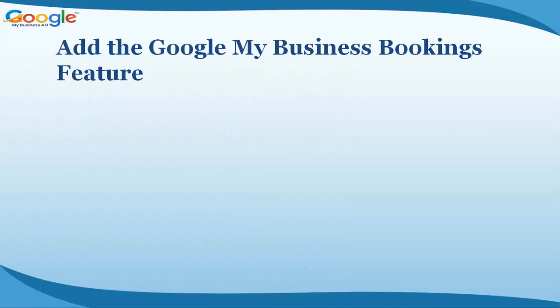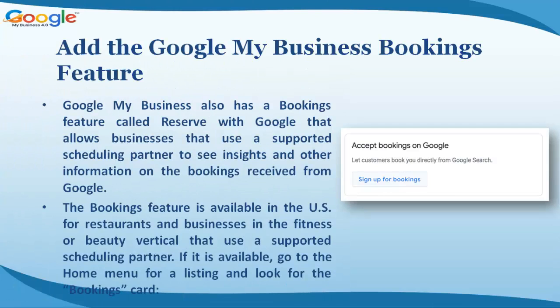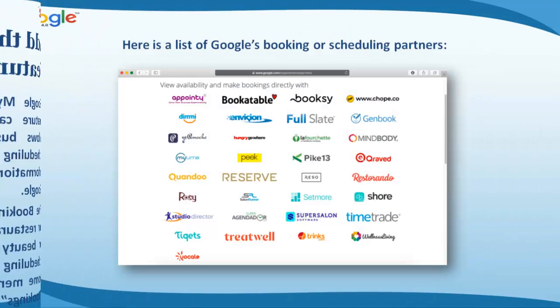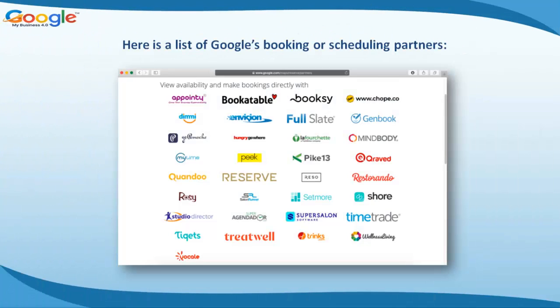Add the Google My Business Bookings feature. Google My Business also has a bookings feature called Reserve with Google that allows businesses that use a supported scheduling partner to see insights and other information on the bookings received from Google. The bookings feature is available in the US for restaurants and businesses in the fitness or beauty vertical that use a supported scheduling partner. If it is available, go to the Home menu for a listing and look for the Bookings card. Here is a list of Google's booking or scheduling partners.